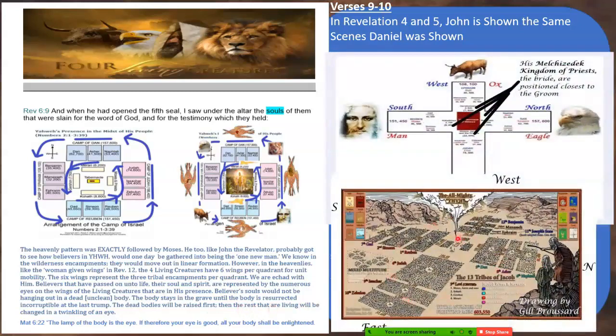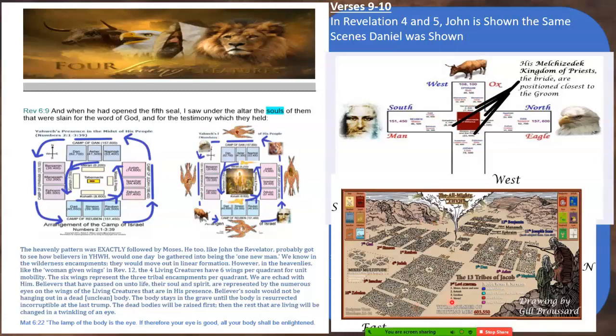So this is another diagram, but honestly, this diagram to the left, I believe, more closely reflects the description in the book of Revelation, but some lay it out like a cross, okay? But basically, it's just another view. Again, the Melchizedek kingdom of priests, the bride are positioned closest to the groom, and the 24 elders could be the rotation of the priestly orders. So that could be reflective of the 24 elders.